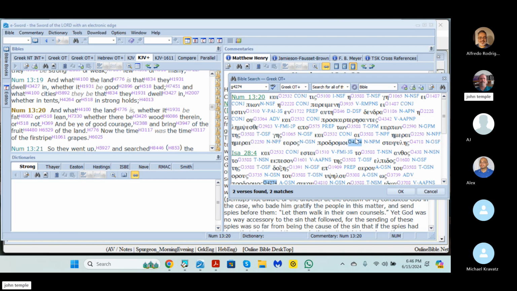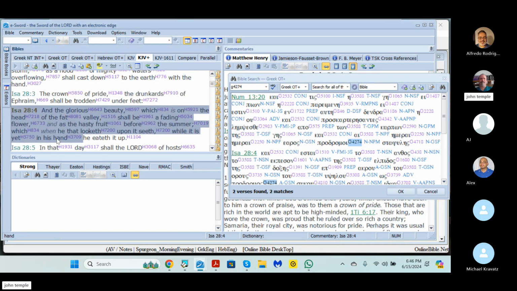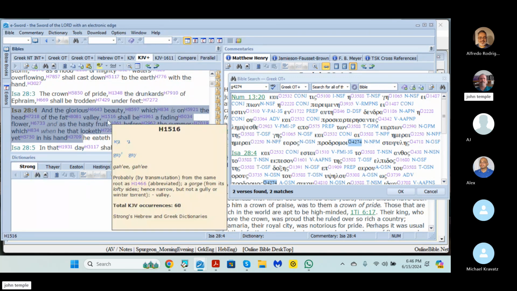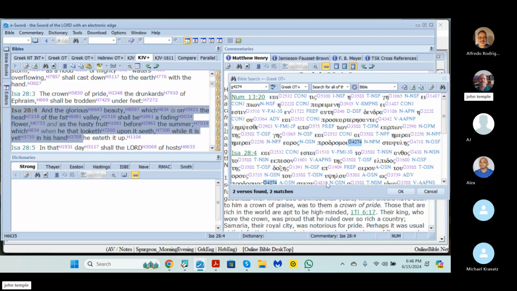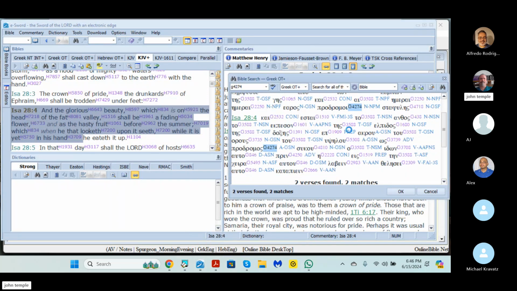So this prodomos they got here, in the Old Testament, they use this word 1061, and we're going to look at that. That's a very important word. What happened here? Oh, that's 28. Let's go to 28:4 then. All right, 28:4, and the glorious. That's Isaiah 28:4, and the glorious beauty which is on the head of the fat valley shall be a fading flower, as the hasty fruit before the summer, which when he looketh upon it, while it is yet in his hand, he eateth it up.